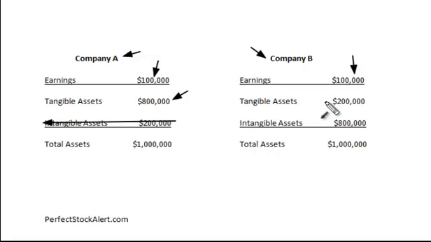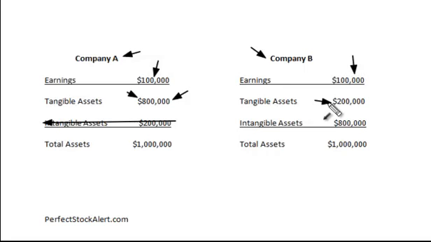And so what really goes on is he looks at it and says, well, Company A is making $100,000 off of tangible assets of $800,000. That is a 12.5% rate of return on tangible assets. He looks over here and he can say that tangible assets for Company B are $200,000. He's earning $100,000, so he knows that he's got a return on those tangible assets of 50%. So that's a very different way of looking at the problem.